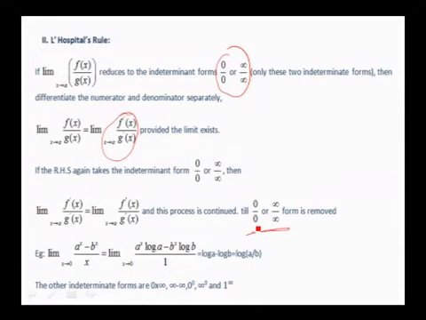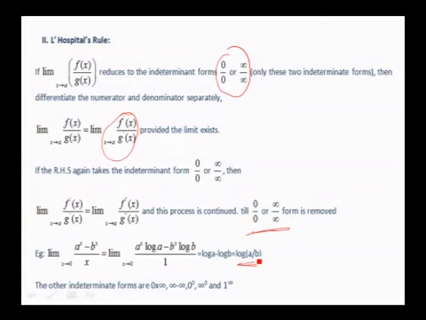One small example I have given here. If you consider the limit as x tends to 0 of a to the power of x minus b to the power of x, over x, this is of the form 0 by 0. So differentiate the numerator: a to the power of x into log a minus b to the power of x into log b. Differentiate the denominator, it is 1. If you simplify and allow x to tend to 0, a to the power of 0 is 1. So it is log a minus log b, which is log of a by b. So that is the answer.